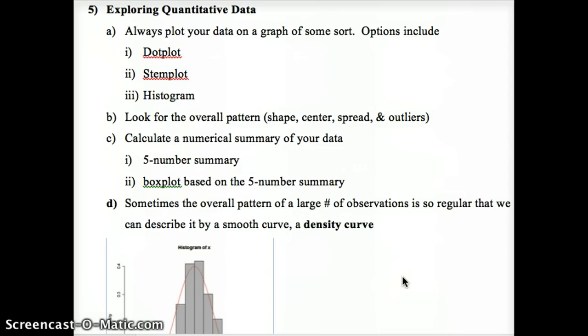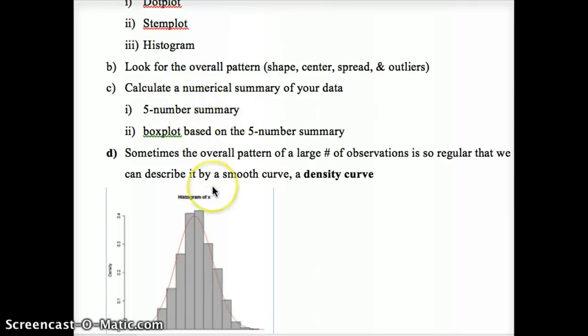Okay, our last bit of the video is just talking about quantitative data. So anytime you have data, always use a graph of some sort. We've looked at dot plots, stem plots, histograms. Box plots are also helpful. Look for overall shape. So SOCS: shape, outliers, center, and spread. 5-number summary and box plot.